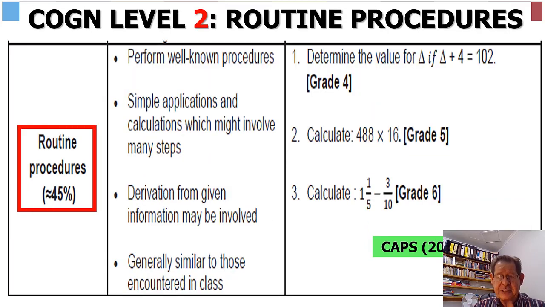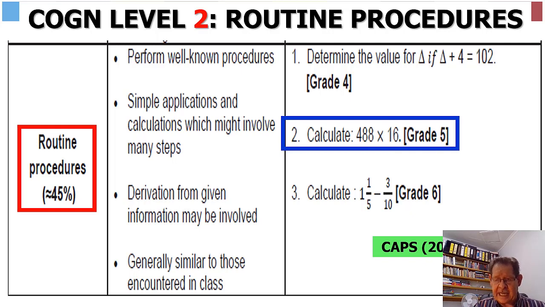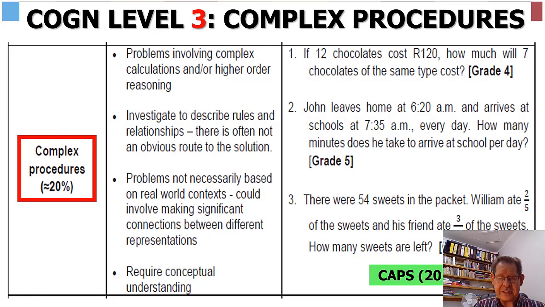The next higher level is routine procedures, and you can see that it's well-known procedures that are performed, and also simple applications and calculations, which might involve a number of steps. For example, calculate 488 times 16. When a learner shows the procedure and the steps, it's still a cognitive level 2, a routine procedure that he or she demonstrates.